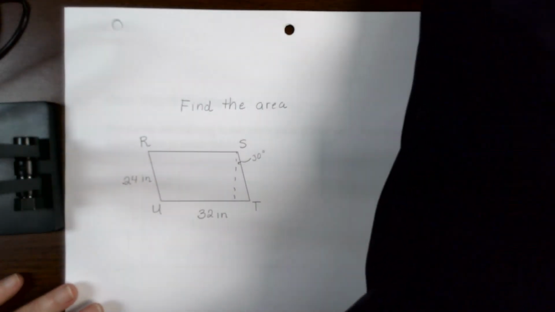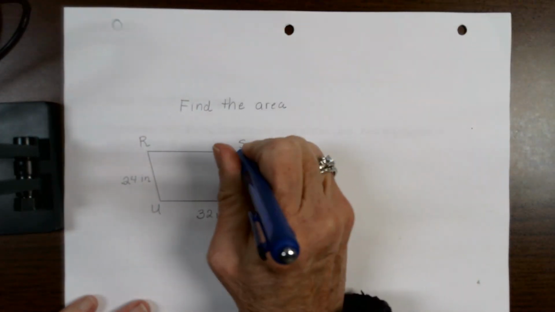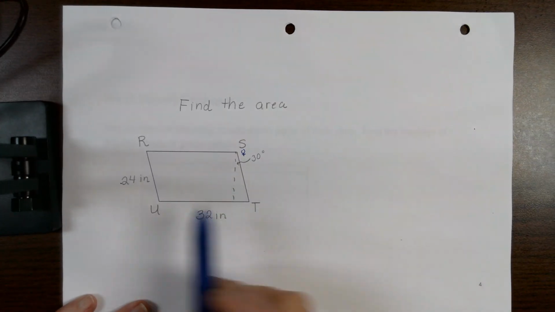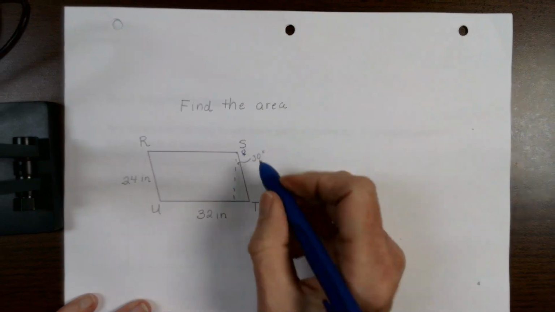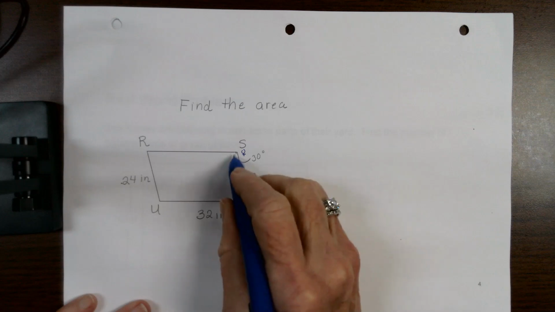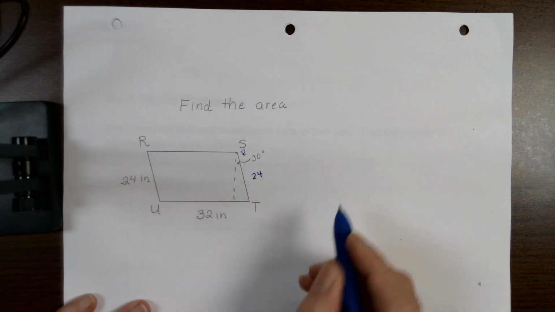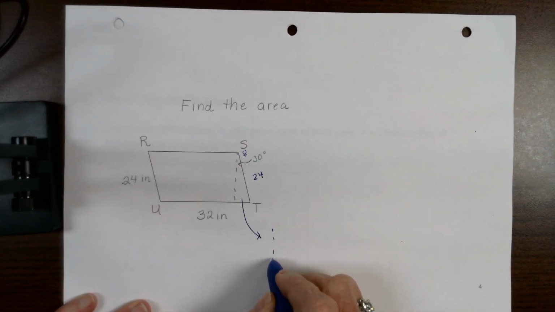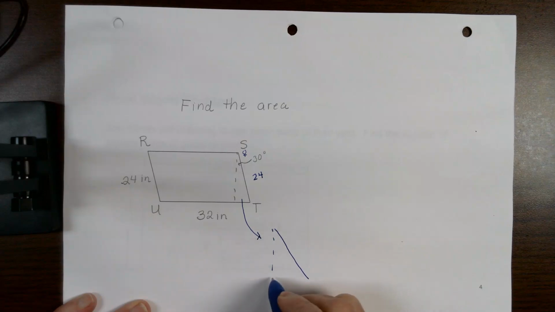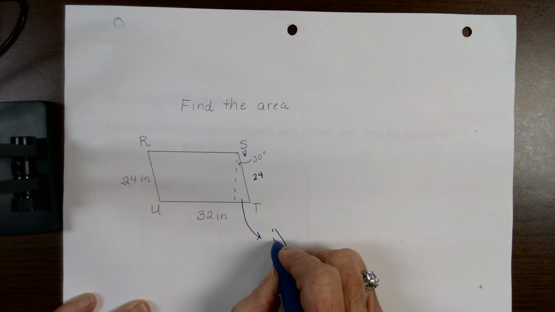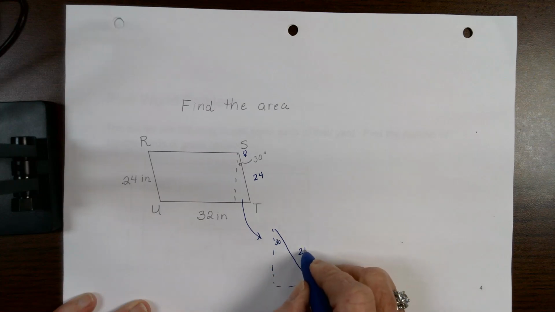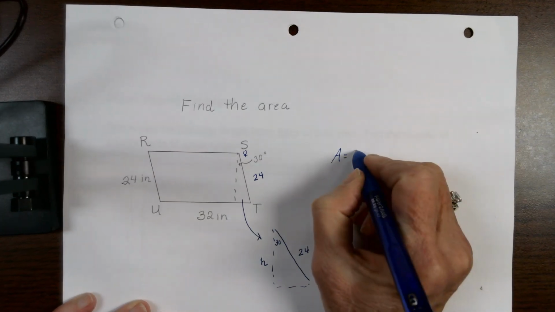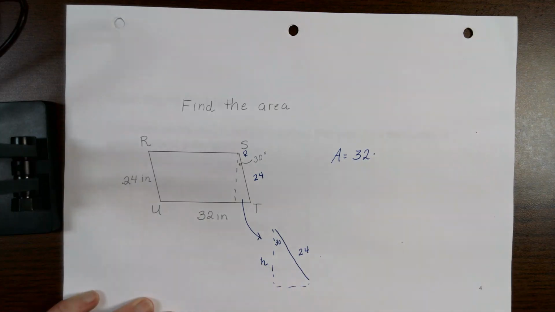Here's another example. This time I have a 30-degree angle up here, so I'm just going to say that I'm going to stand right here. Okay, I have this side, which means I have the hypotenuse in this little triangle right here. So if you pull that triangle out, I've got a 30-degree angle right here, I've got a 24 right here, and I need to know the height. So I've got base, which is 32, times, I have to figure out the height.